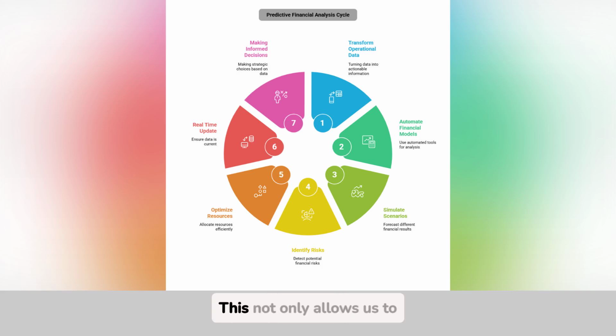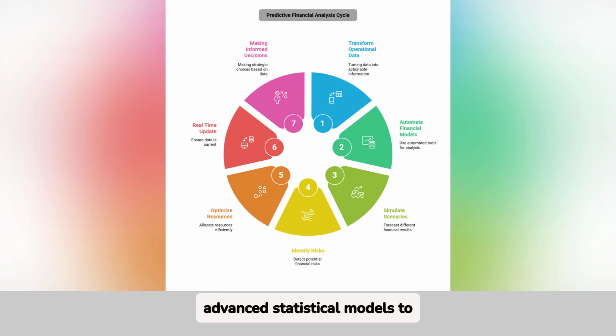Interesting. This not only allows us to react quickly, but also helps us to plan more strategically. What tools or methodologies are used to perform these simulations? The agent relies on machine learning algorithms and advanced statistical models to project different scenarios. Key variables are considered, and sensitivity simulations are performed, allowing us to see how marginal changes may affect financial performance. In this way, we obtain a more accurate and anticipated view of the future.